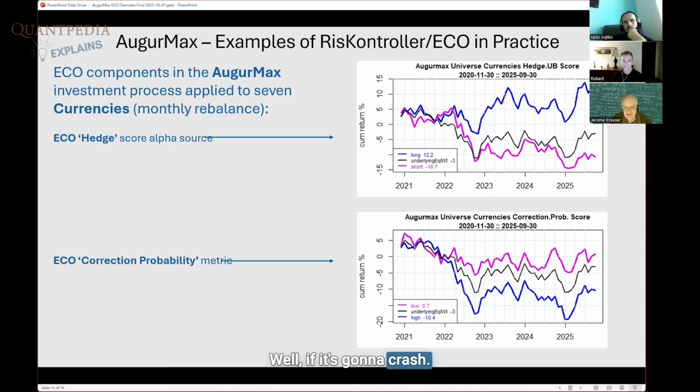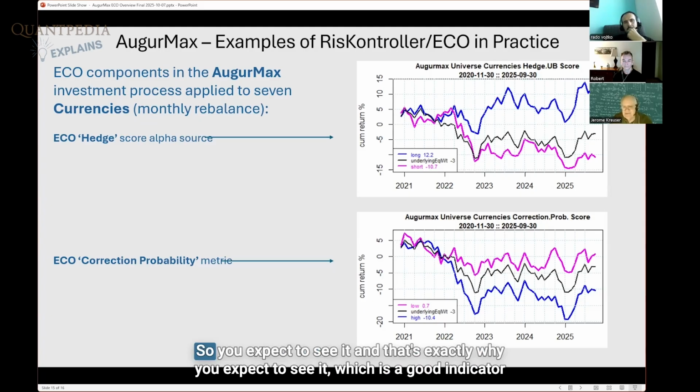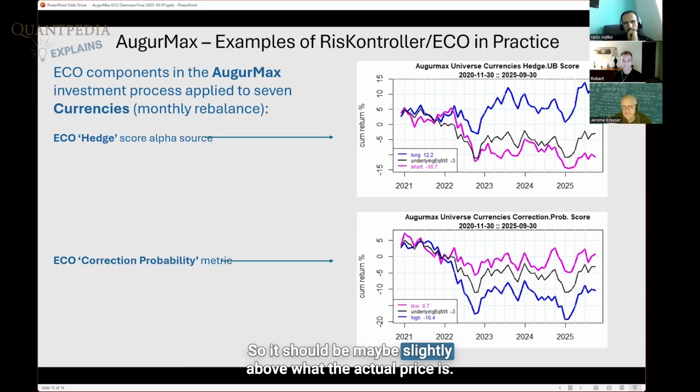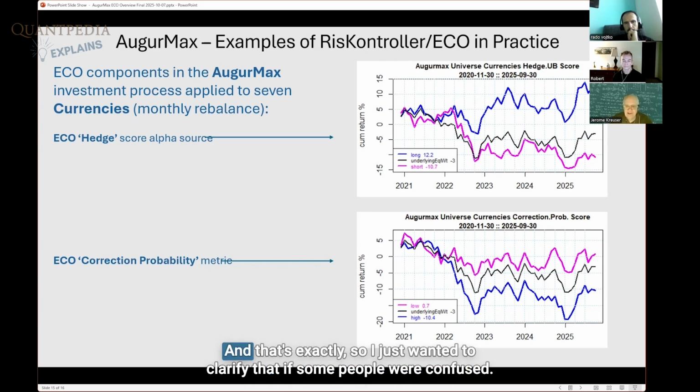Well, if it's going to crash, what happens? The return goes down. So you expect to see it, and that's exactly where you expect to see it, which is a good indicator that the crash probability is working. If it's low, it's likely to continue at the same rate. So it should be maybe slightly above what the actual price is. I just wanted to clarify that in case some people were confused.